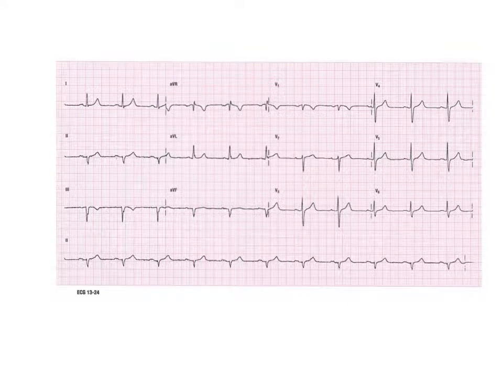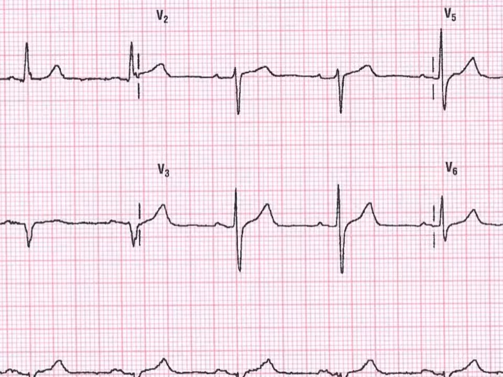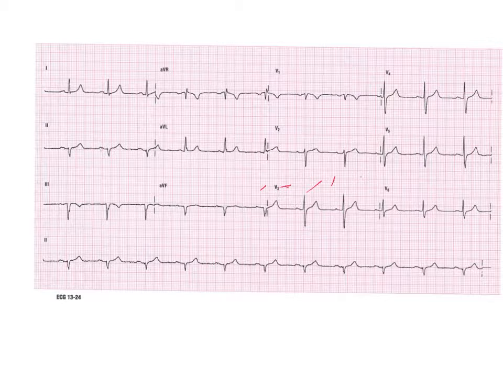Okay, so let's look at some 12 leads and let's use RPM ABC. The first thing is R for rate, and I'm going to blow this up a little bit so that we can calculate the rate. And we're going to see that we have 300, 150, 100, 75, 60. So it's a decent rate. Nothing scary about the rate at all.